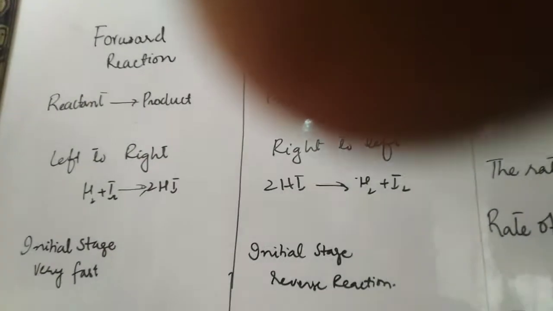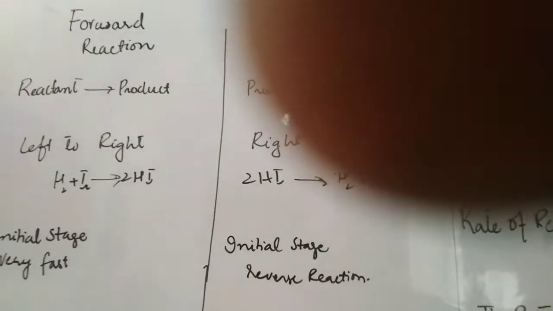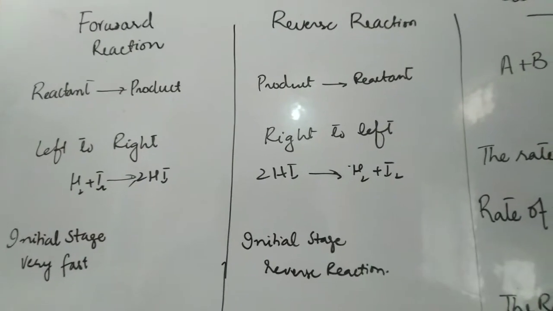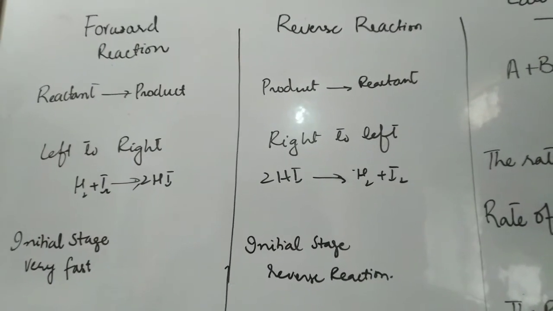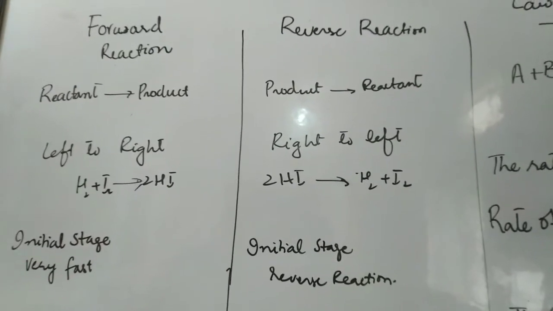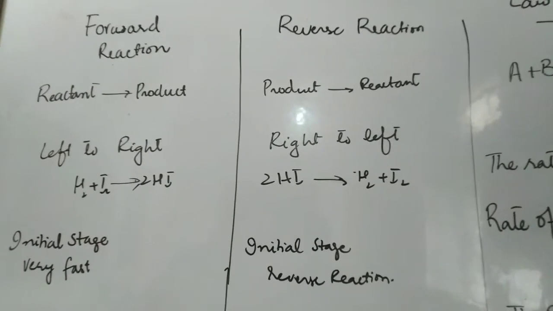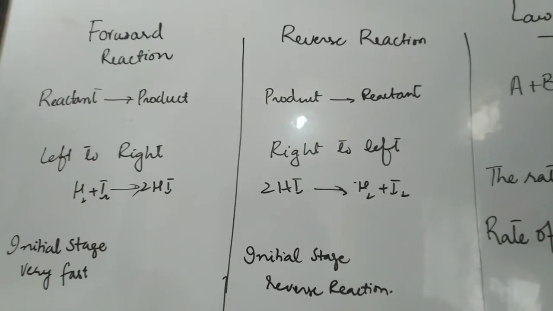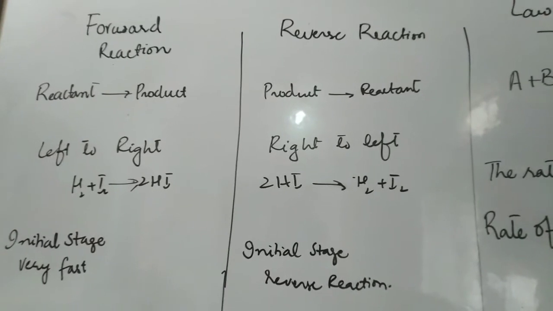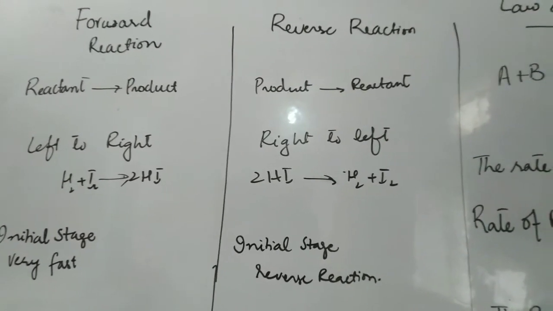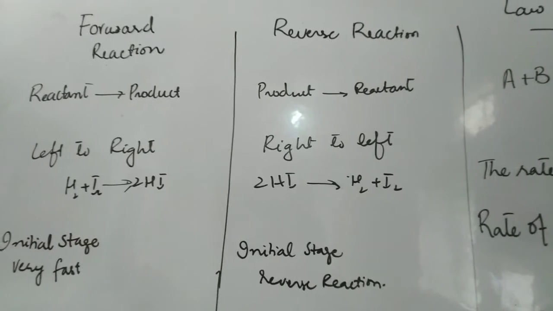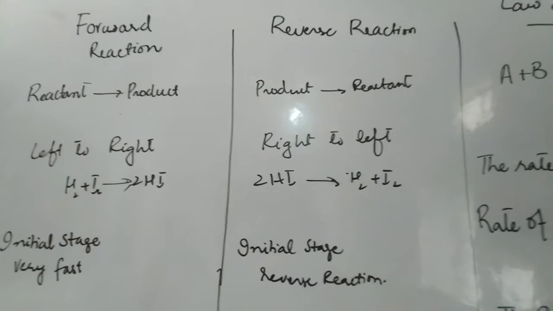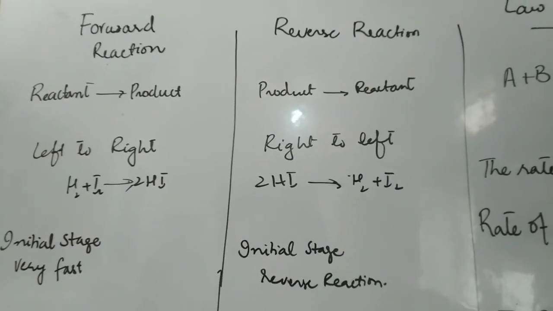You can see in the example of hydrogen iodide, hydrogen and iodine are the reactants, and they are converted into the product hydrogen iodide. The mixture of hydrogen and iodine will be purple in color and then will become colorless. Then, from right to left, we can see that hydrogen iodide is again converted into hydrogen and iodine. In the previous example, hydrogen and iodine make hydrogen iodide, and hydrogen iodide makes hydrogen and iodine. This was from left to right and this is from right to left.